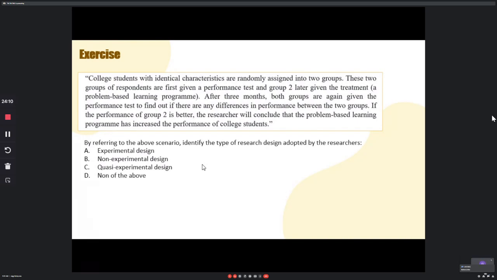Yes, you're right. Thank you very much. It's before and after because you are firstly given the performance test. Both of them, right? This is the before you start the experiment. And then after 3 months, you give them the performance test again. So before and after.